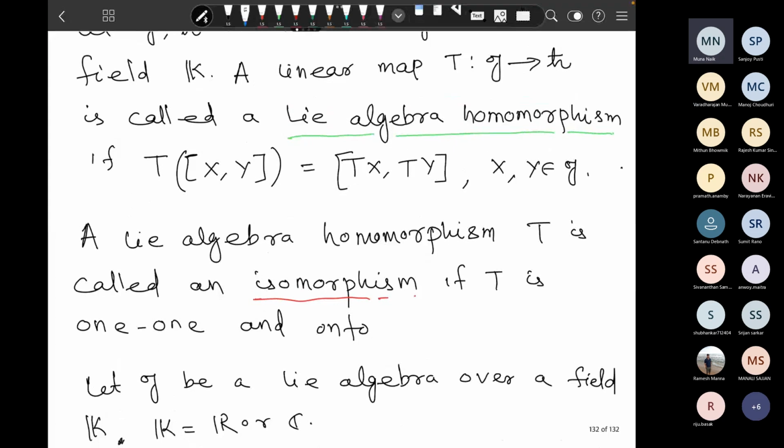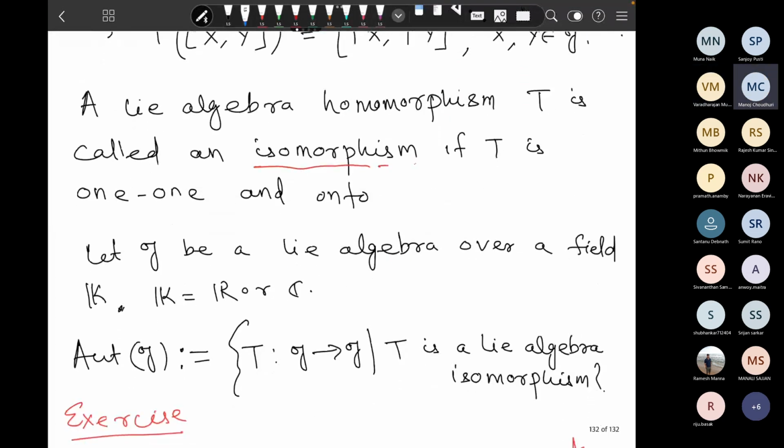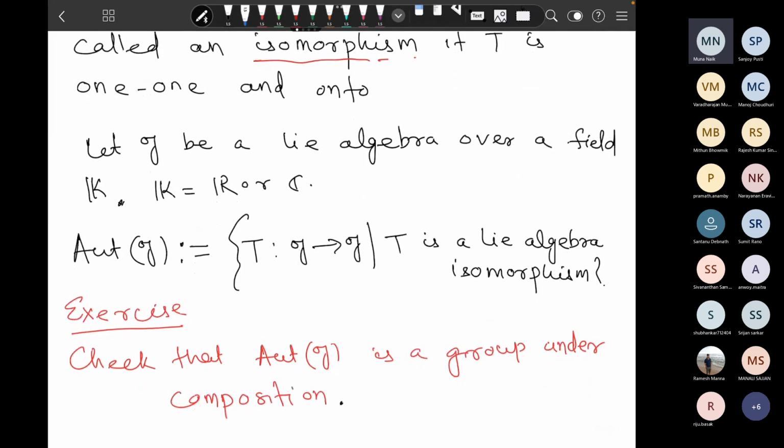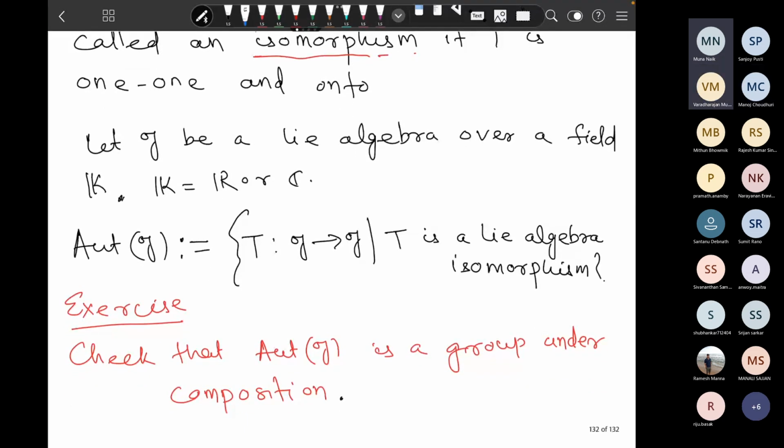Okay, so let G be a Lie algebra over a field K, where K is equal to either R or C. I define the automorphism of G as T from G to G, so that T is a Lie algebra isomorphism. You can take this as an exercise. This automorphism group of G is a group under composition.